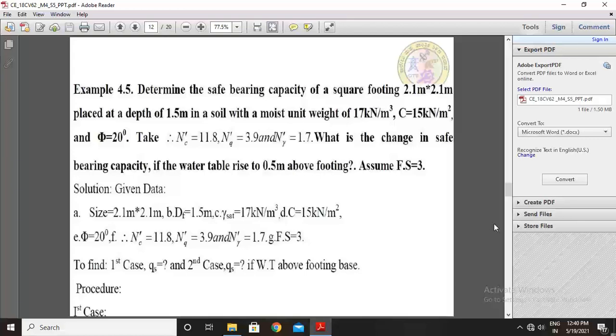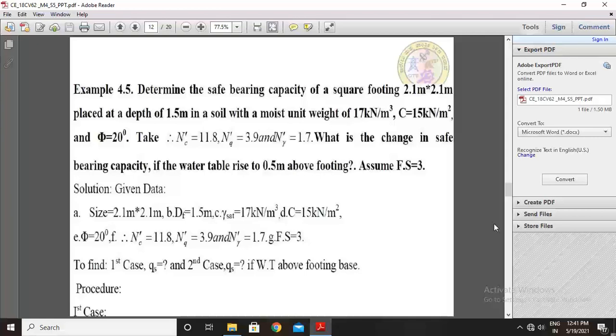Okay, so first you write the given data. Size of footing is given 2.1 meter by 2.1 meter. Depth of footing is given 1.5 meter. Saturated unit weight, gamma saturated, is given 17 kilonewton per meter cube. C is given 15 kilonewton per meter square. And phi is given 20 degree.